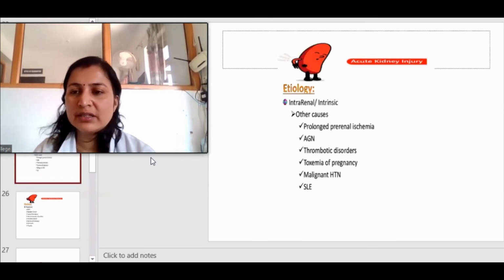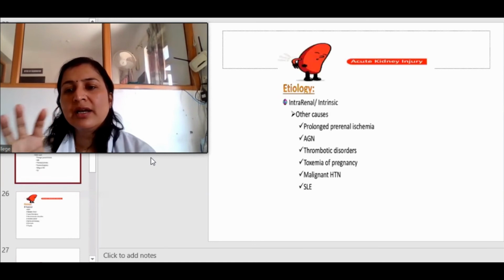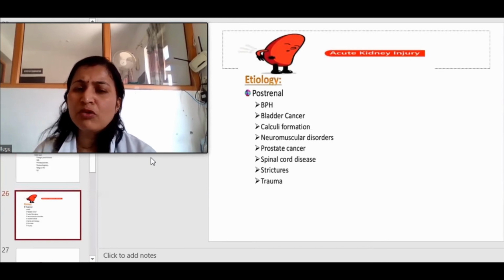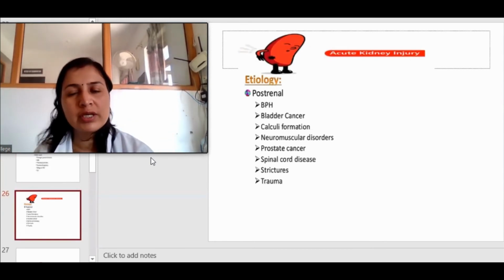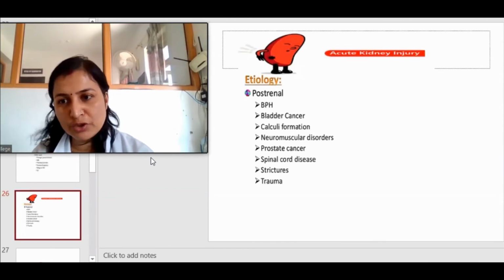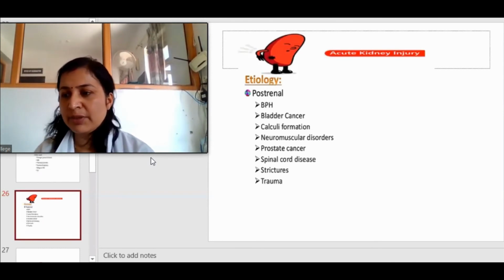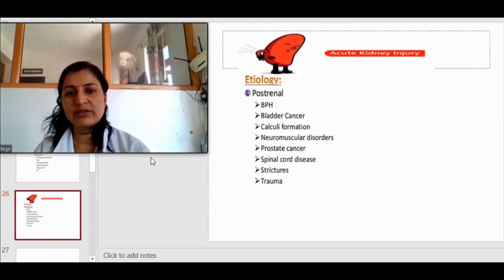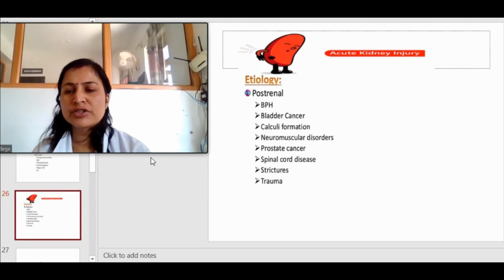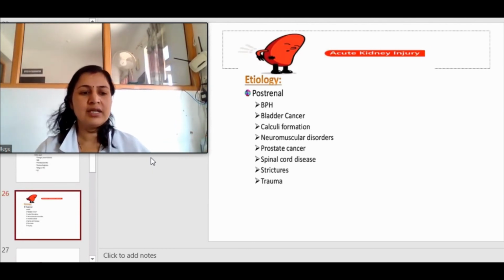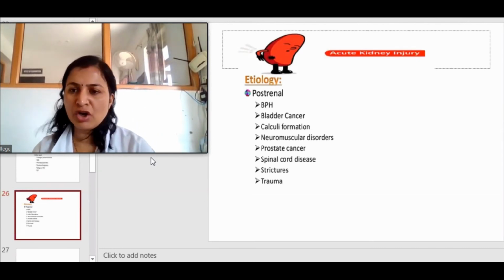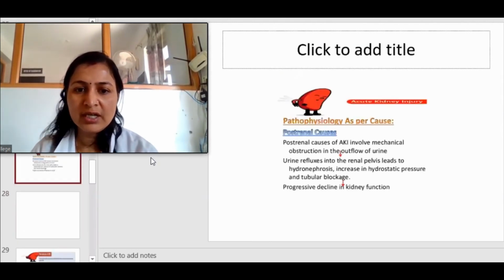Okay, if you classify the causes into prerenal, renal and postrenal, you can mention many important points. So always classify it that way. Most post-renal causes are obstructive. Remember, whether it is post-renal or post-hepatic in liver failure, the causes are usually obstructive. And where is the obstruction? Beyond the kidney. That means the urinary tract, okay? So there can be BPH, bladder hypertrophy, bladder cancer, calculi, neuromuscular disorders, atonic urinary bladder, okay? There is stasis, and then strictures, trauma, all those things. Post-renal causes are usually obstructive.